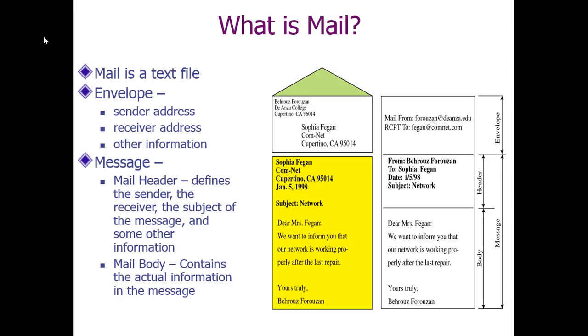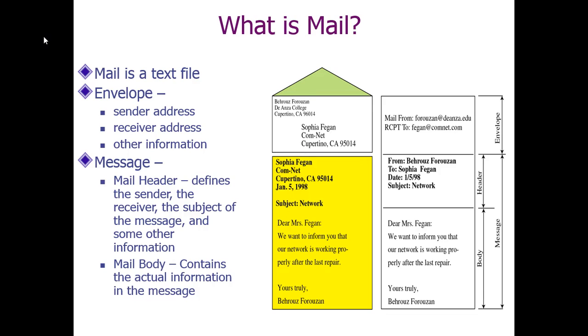Mail is a text file. It has an envelope and a message. The envelope has very basic information like sender address, receiver address, and other information. The message has mail headers that define the sender, receiver, and the subject of the mail, and other information. The mail body contains the actual information in the message that we need to send.